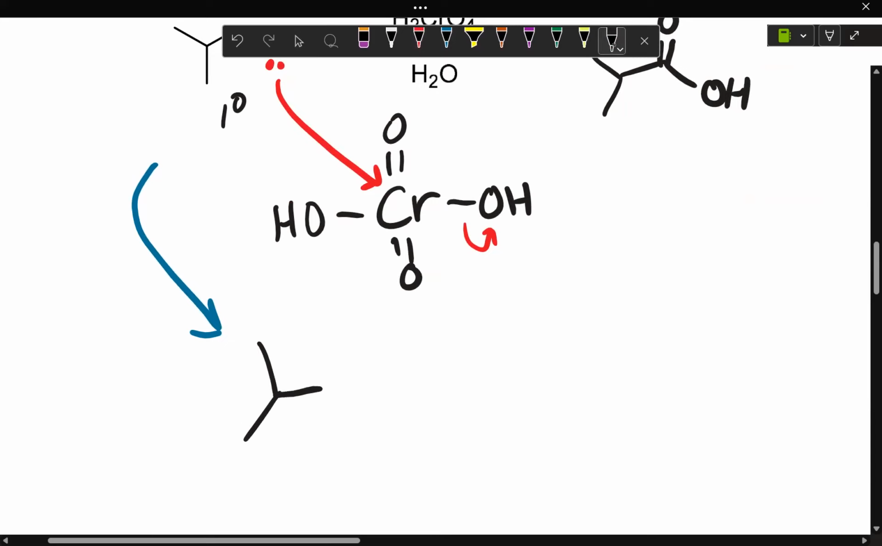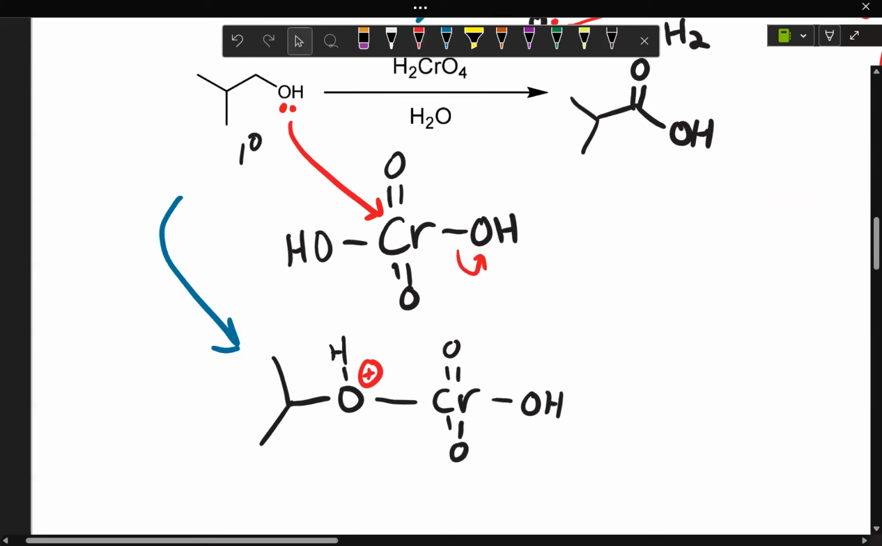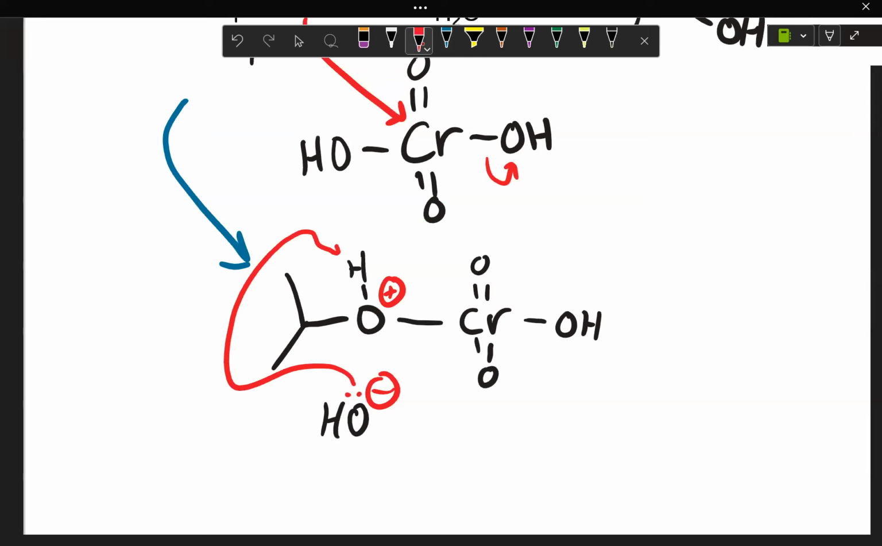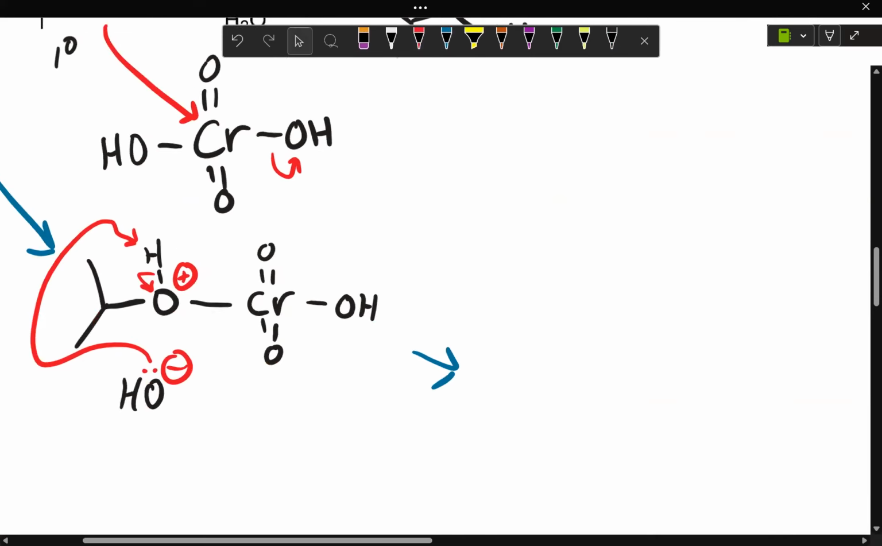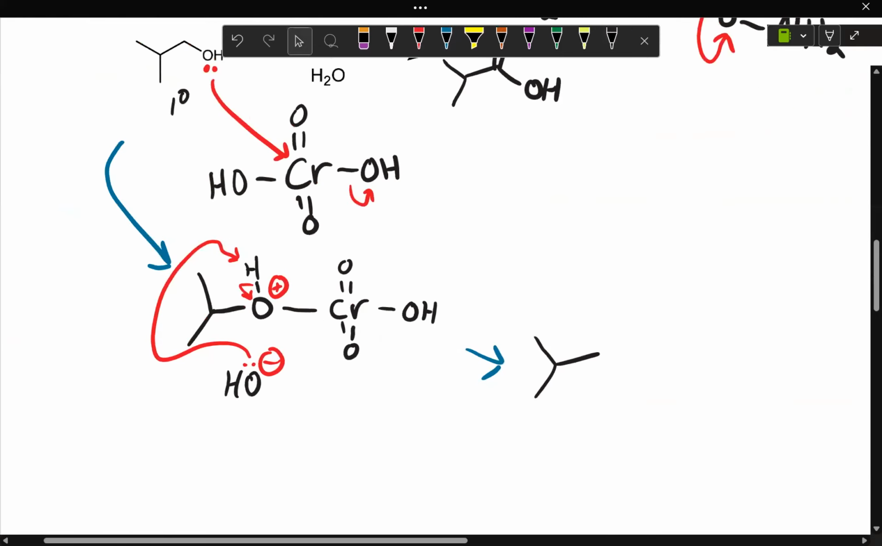And let's draw the result of this. Now this alcohol is going to be attached to the chromic acid, and the alcohol is going to have a positive charge. So let's deprotonate this alcohol to get rid of the positive charge. We can use the hydroxyl group we just kicked out, since it has a negative charge, to deprotonate that. And I think I'm missing a whole bunch of carbons. So that should look like that, and this should look like this.